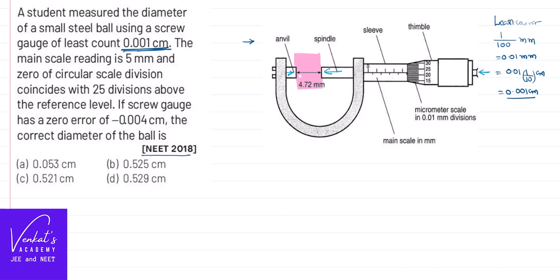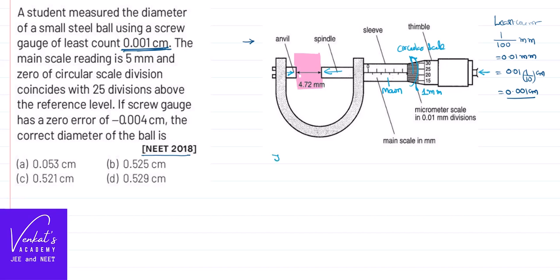Then, to measure the reading, there are two things to be counted. This is called the main scale or pitch scale, and this round scale is called the circular scale. That circular scale is divided into 100 parts, and the 100 parts together make 1 millimeter. That means when you complete one round of the circle, the scale moves actually only by 1 millimeter. So that gives a part of the millimeter reading.